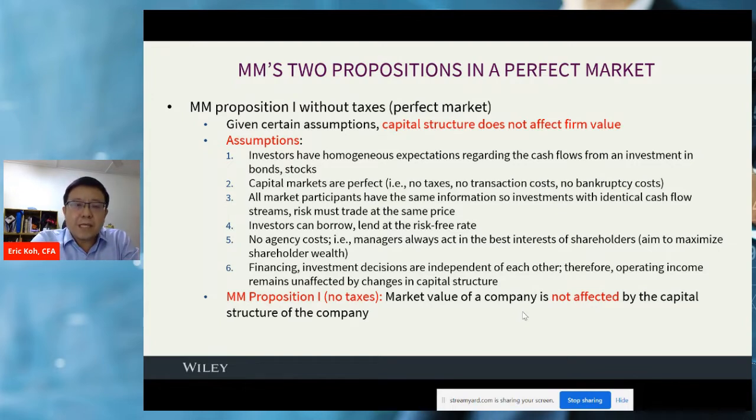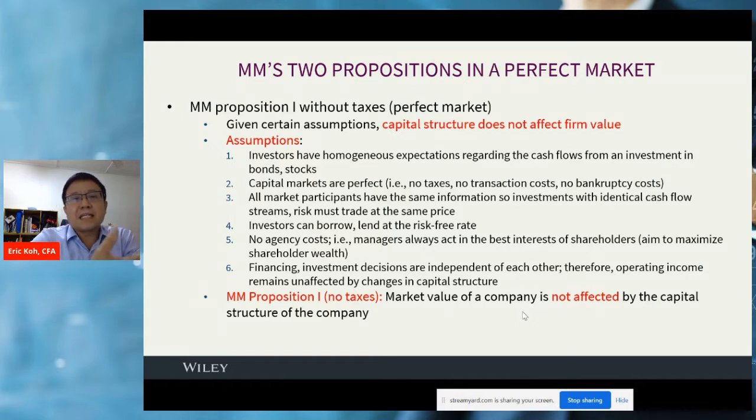So M&M's proposition number one, which I put right at the bottom of the screen, is that the firm's market value is not altered by the firm's capital structure. As a manager, if you want to add value to the firm, you do other things, but you do not add value to the firm by merely fiddling around with the capital structure.